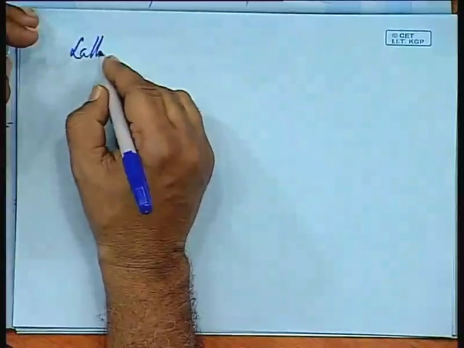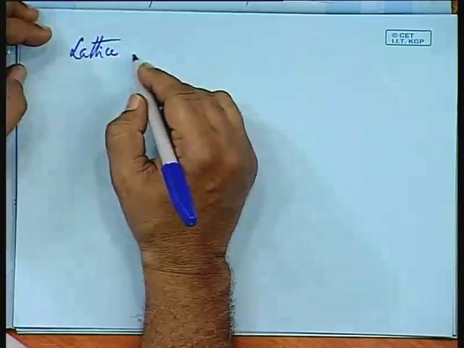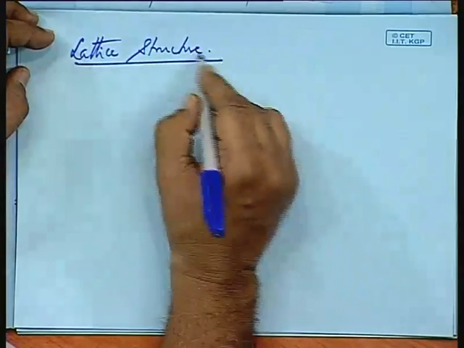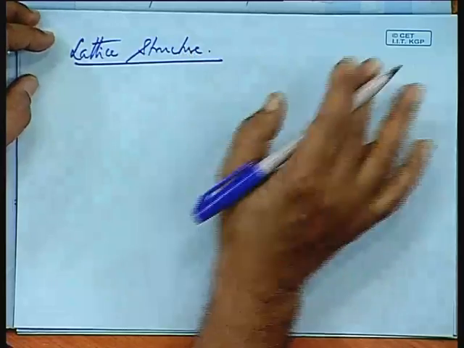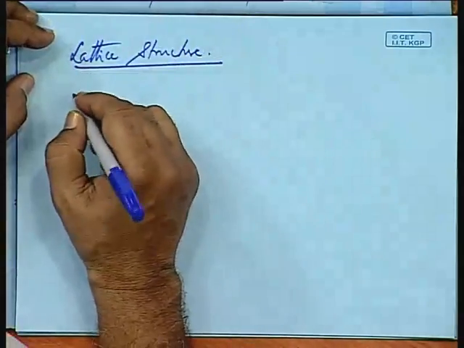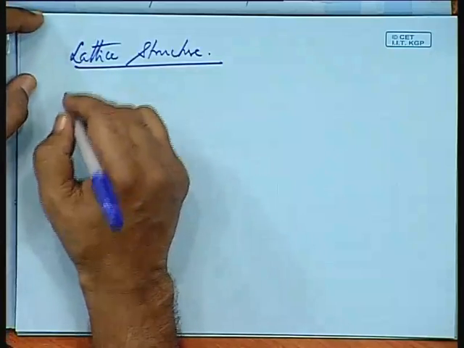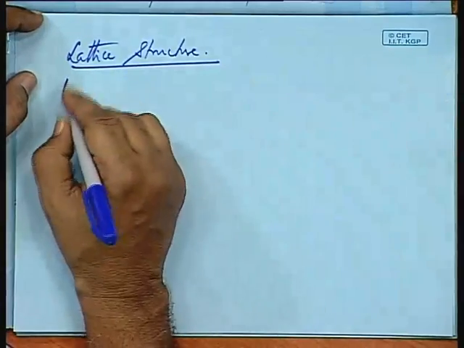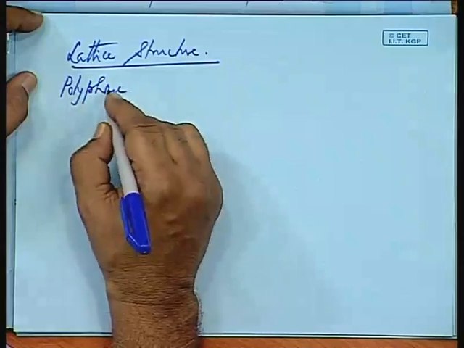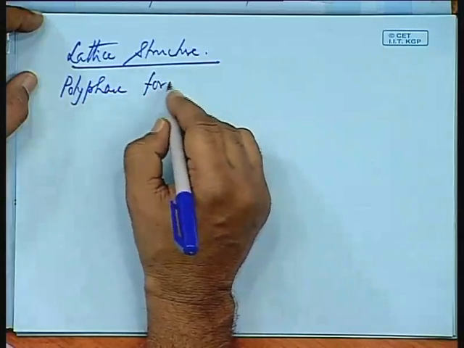There is also another form, you must have studied it, that is the lattice structure. We are not going to discuss the lattice structure right now. And there is a fourth form, that is the one that we are going to discuss today, the polyphase structure or polyphase form.